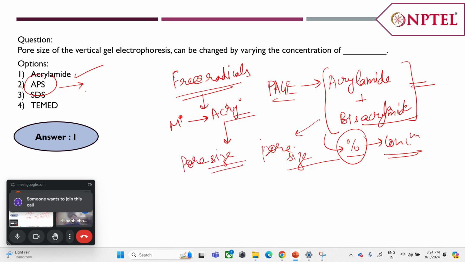Rather, if APS is more in quantity, it might affect the pore number rather than the size, because it would allow more acrylamide molecules to cross-link, and the number of pores that are formed in the gel might reduce. Okay, so there was one comment.